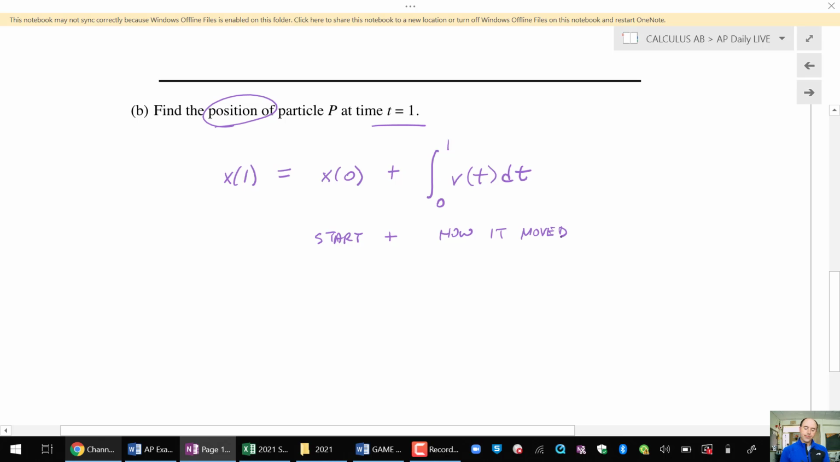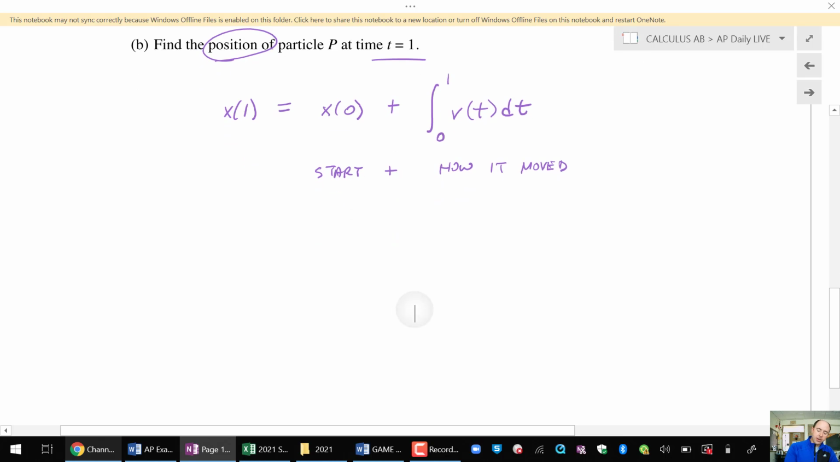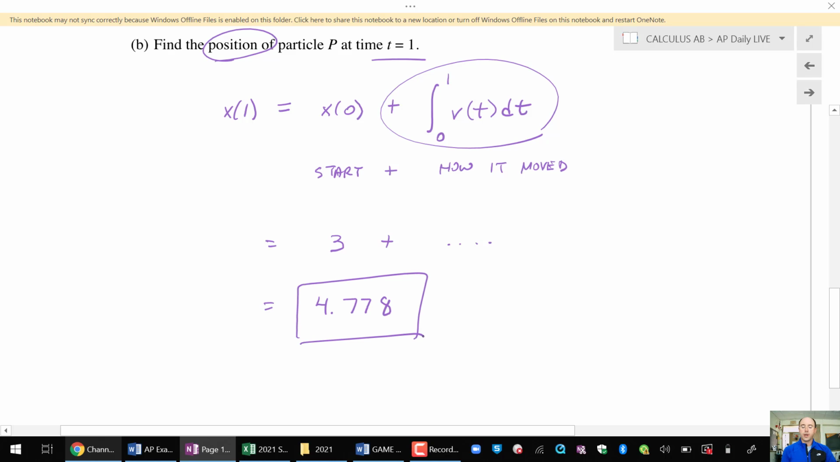It's a calculator question, so I'm going to use my calculator here. x of 0 is 3, and I'll use math 9 to compute this integral from 0 to 1 of velocity. And you can find that on the calculator. Solution should be 4.778. There's the position at time 1.